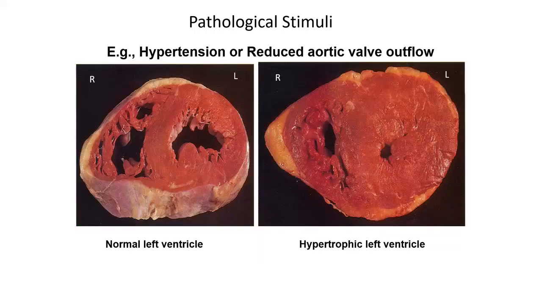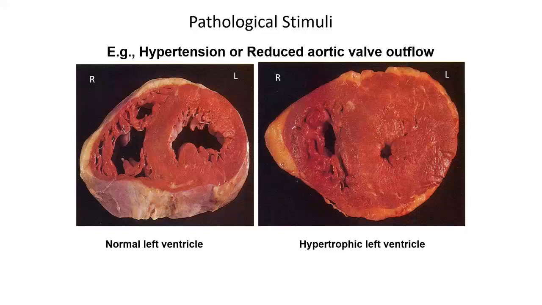Pathological stimuli of hypertrophy, as in cases of hypertension, which is increase in the blood pressure, or reduced aortic valve outflow. You know that the aorta is the outflow of the left ventricle, and if you have reduced aortic valve outflow due to any problem in the aortic valve itself, this will lead to back pressure on the left ventricle. If you look at this, it is the transverse section in the heart. You have the right ventricle and the left ventricle.